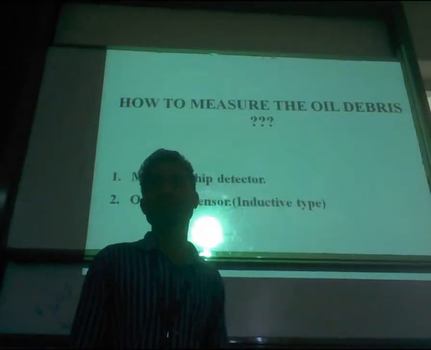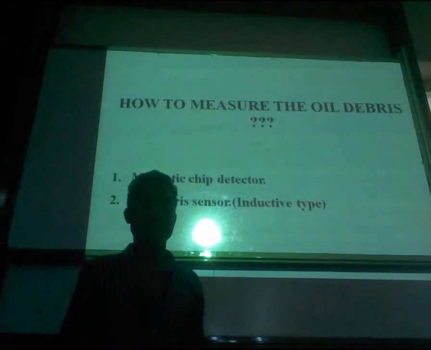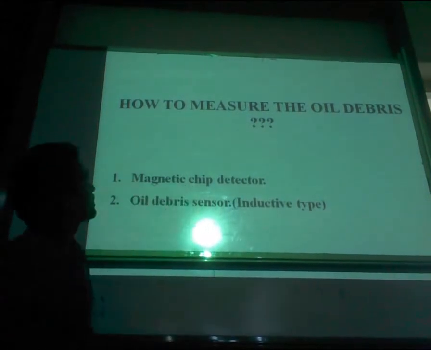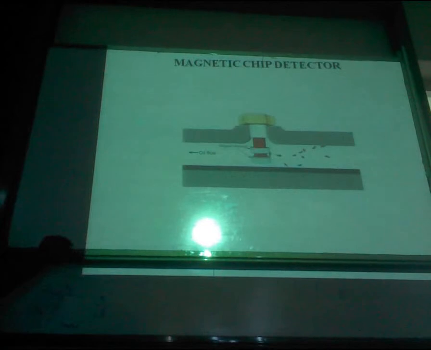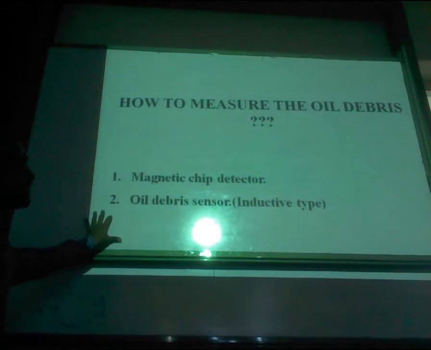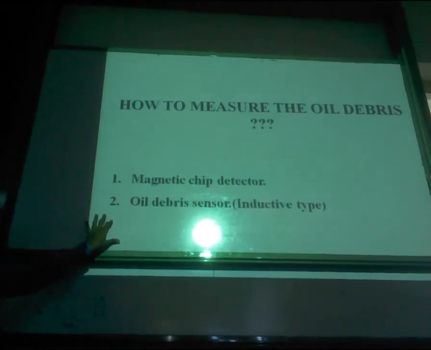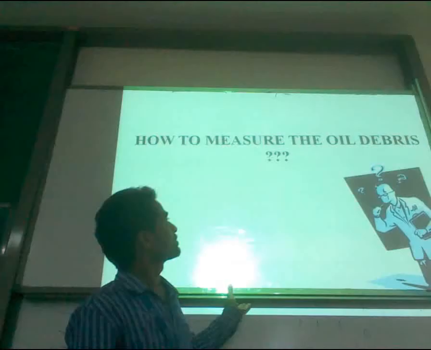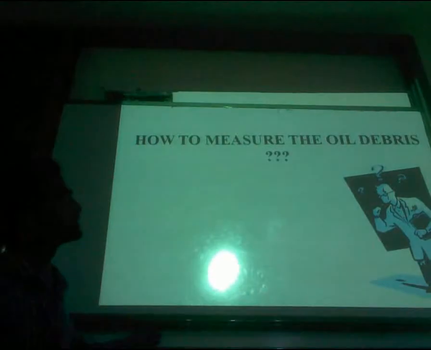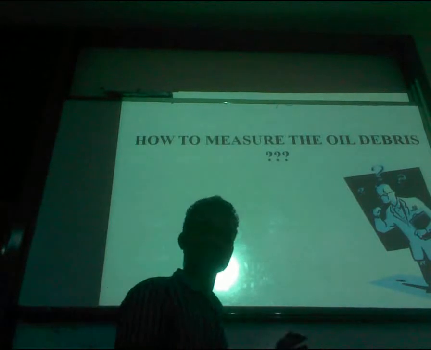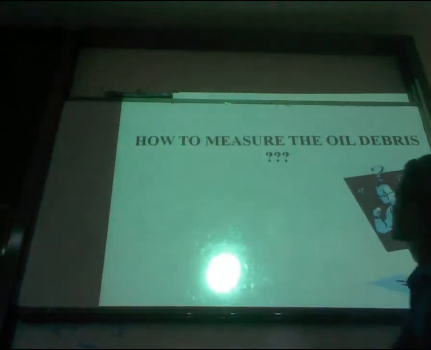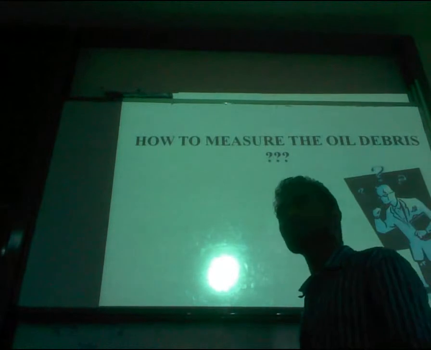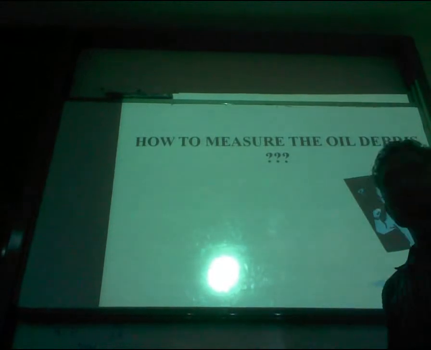So how to measure the oil debris? Now the question comes, how to measure this oil debris? What are the different ways to measure this oil debris, and what are the different instruments we have to measure the oil debris from the engine oil?